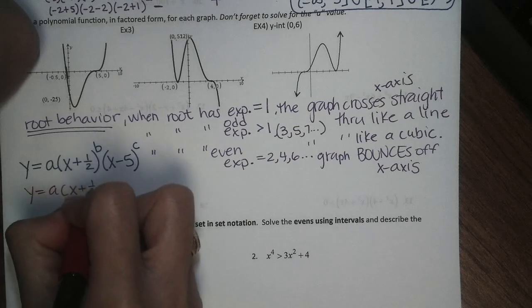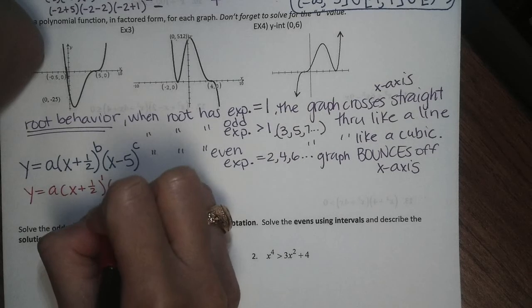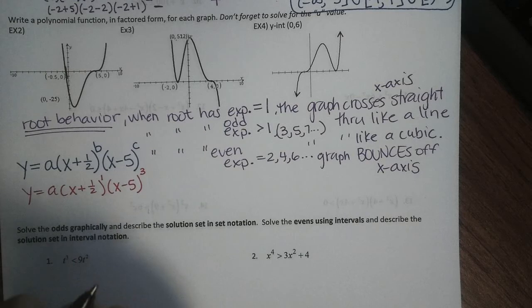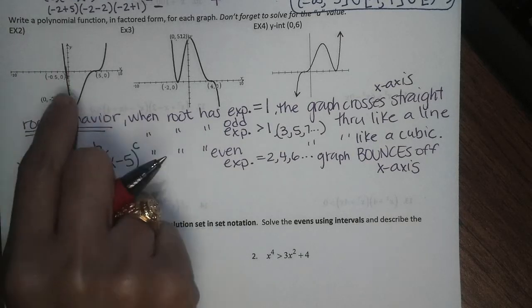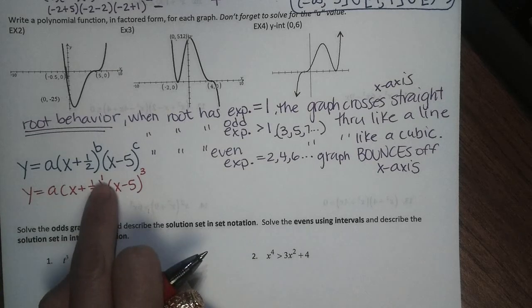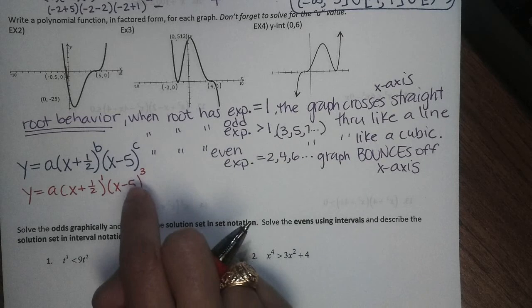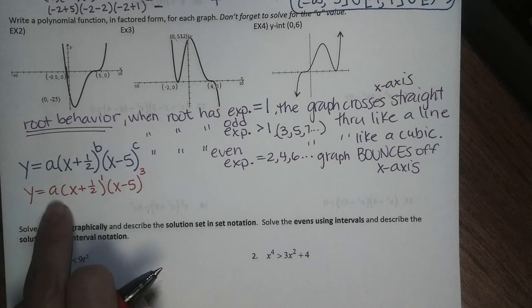So x plus a half to the first, so just put b equals 1. x minus 5 to the third. So the value of b has to be 1 because it's crossing straight through like a line. That's the only correct answer. b equals 1. The value of c could be anything else that's odd, like 3, 5, 7. I suggest you go with the smallest one, 3. So c equals 3. And now it will ask you for the value of a.